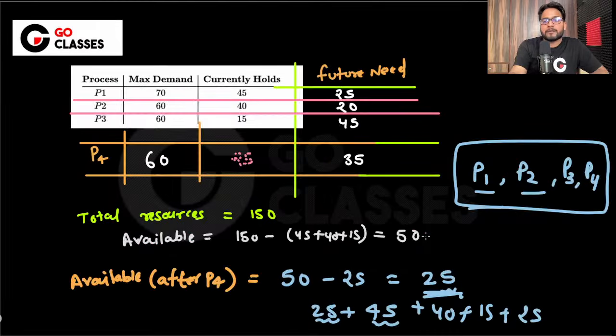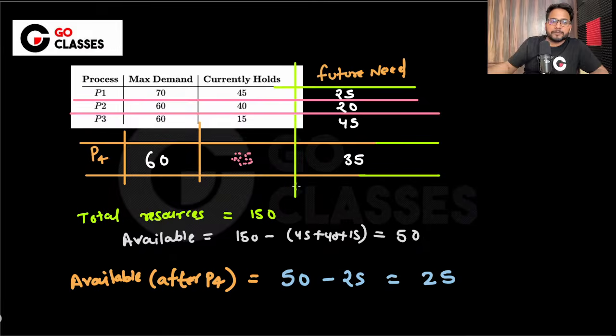Let's suppose, instead of 25, this is the currently available with you. Now P4 is coming. This is the same picture that we have. But for P4, let's suppose here it is requesting 35, right? Then future need will be 25.